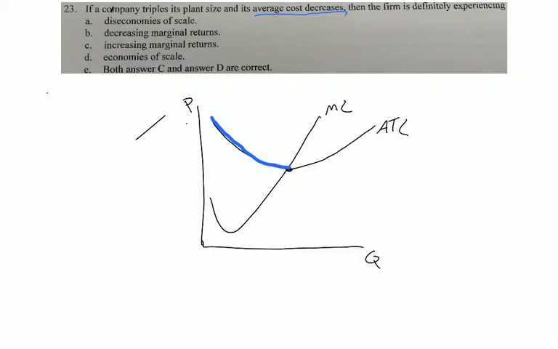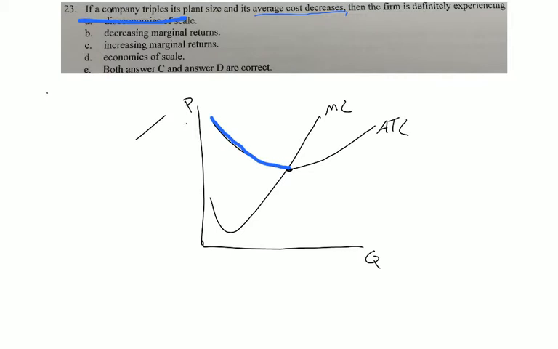So it says the firm is then necessarily experiencing, and we have economies of scale, diseconomies of scale, and then the marginal returns. All right, well, as you know, when average cost is decreasing, this is just a matter of definition, right? When the firm is expanding its operations but the costs are going down, then we know right off the bat that that is economies of scale. So we can come back here and eliminate answer choice number 1, right? You can't be diseconomies of scale. So it could be economies of scale, and then we still have to deal with this marginal returns issue.